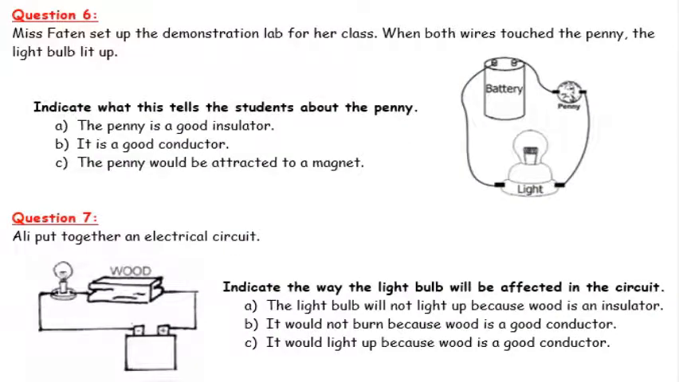In exercise number 6, we have to choose the correct answer. So they're saying, Miss Fata set up the demonstration lab for her class. When both wires touched the penny, the light bulb lit up. So the light bulb is on. What does this tell the students about the penny? Is the penny a good insulator? Is it a good conductor? Or the penny would be attracted to a magnet? What do you think?